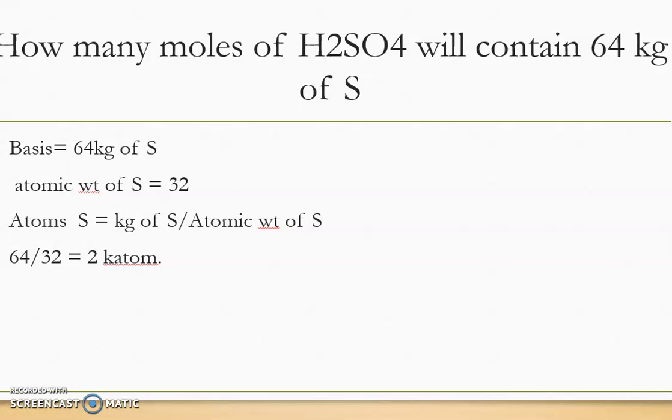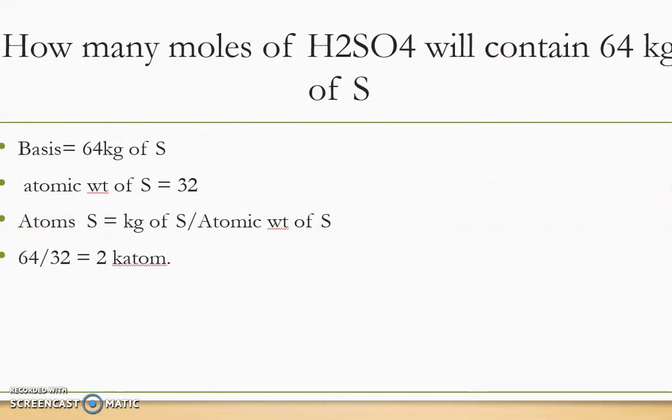So these simple problems, for the sake of practice, we must remember. They can be asked for 2 to 3 marks in your paper. So we have to remember it.